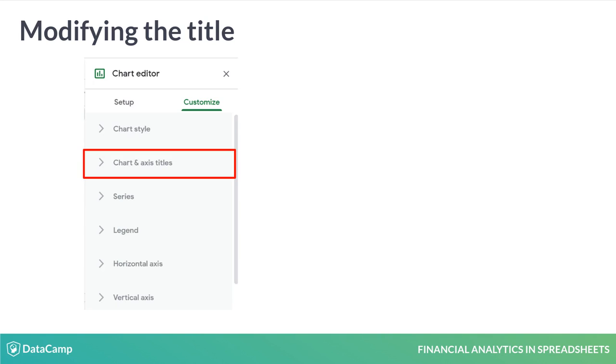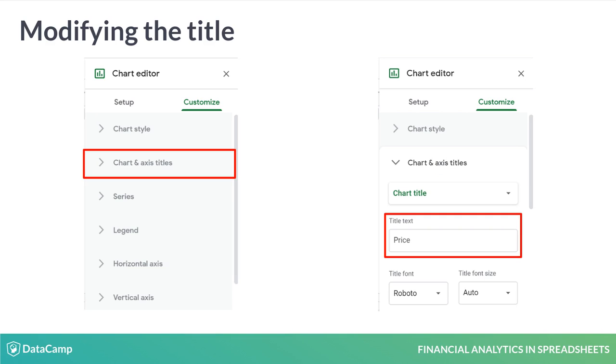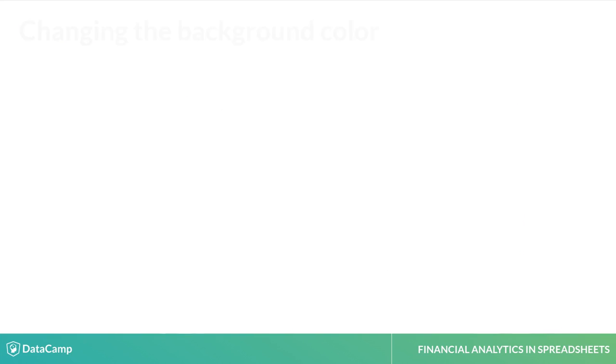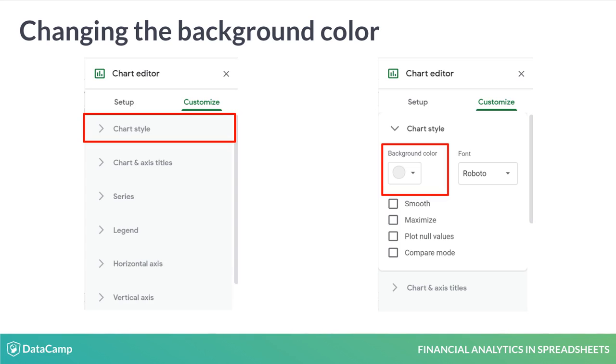To change the title, go to the Customize section of the chart editor and click on Chart and Axis Titles. You can decide which title you want to modify. In this case, since the goal is to change the main title, choose Chart Title. Then, type the name on the bar. In this case, Price. If you don't want a title, you can leave the section empty. To change the background color, simply click on Chart Style and then select the desired color in the appropriate section.